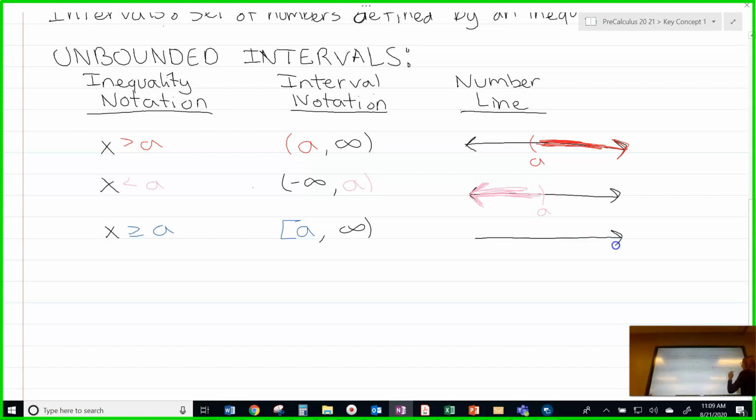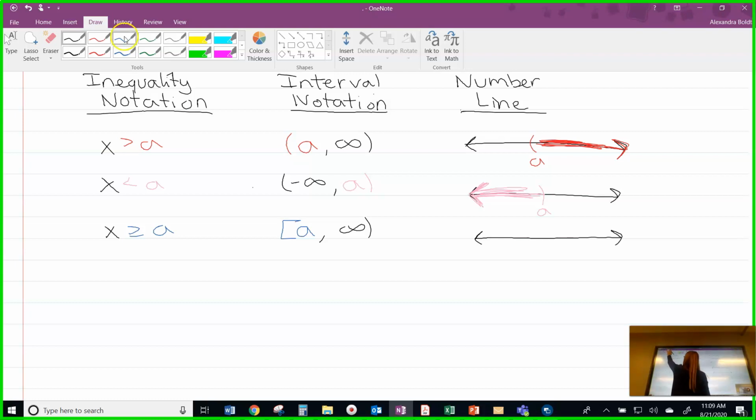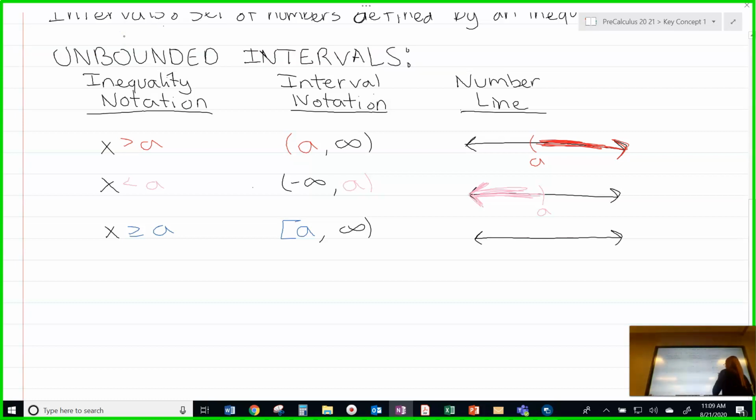So we create a long number line. And same thing here. When I'm writing where a is, I'm going to put a bracket where a is instead of a parenthesis. And then again, since it's going up, it's shading this way.